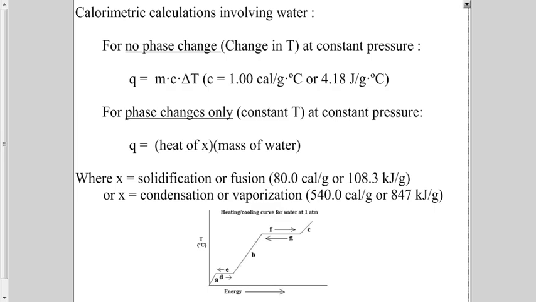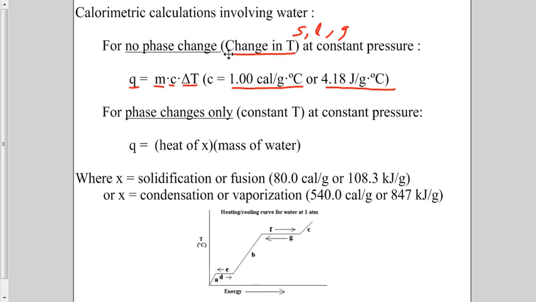So if there's no phase change, but there is a change in temperature, that means when it is a solid, a liquid, or a gas, then we want to use this equation. Heat energy equals the mass in grams times the specific heat, which is 1 calorie per gram times degrees Celsius using calories, or 4.18 joules per gram times degrees Celsius using joules, times the change in temperature.